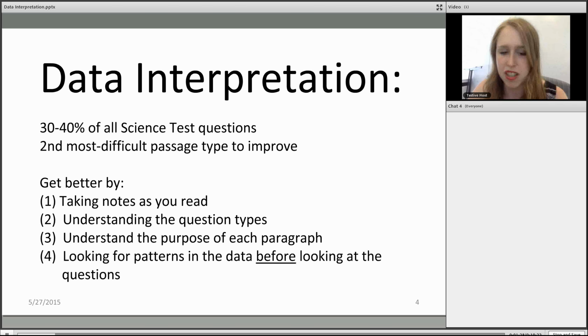And one thing that you can do to really improve your score is to look for patterns in the data before looking at the question. So it's called data interpretation. You're going to have to interpret data, so you might as well make some strides in recognizing these patterns before jumping right into the questions.